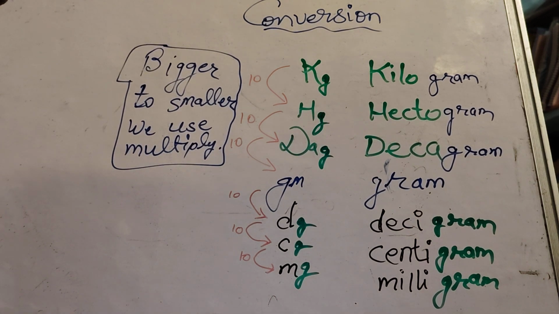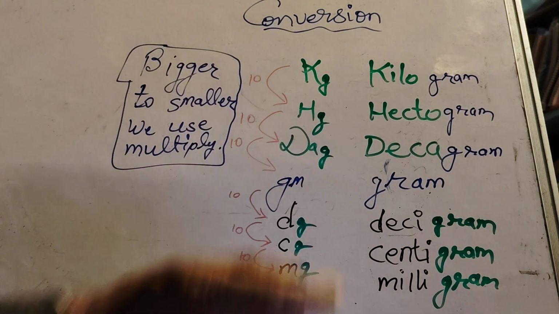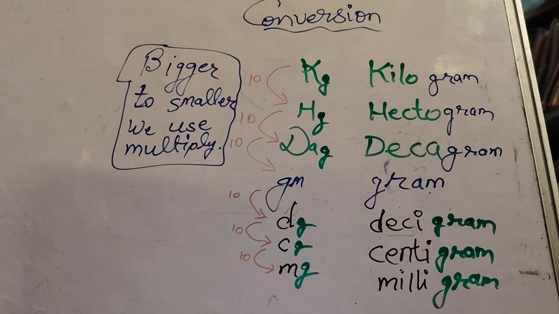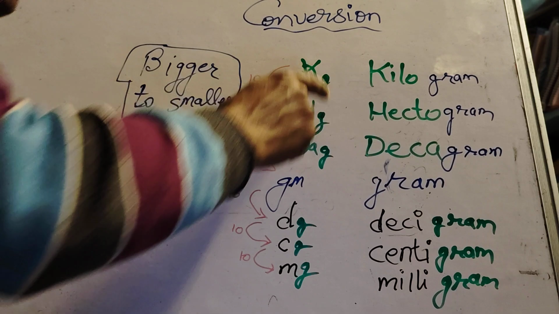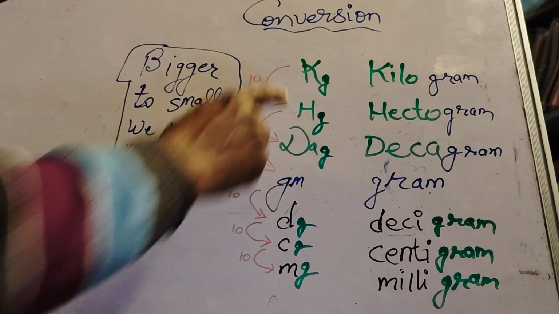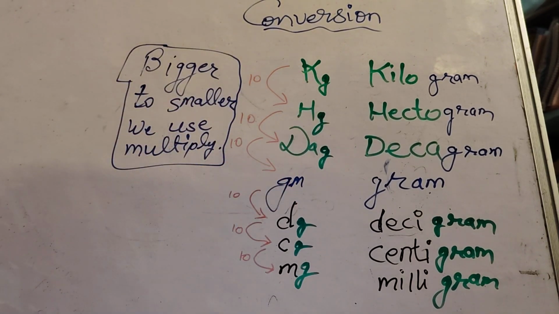Now, 1 kilogram is equal to how many hectograms? 10. 1 kilogram is equal to how many decagrams? 10 multiplied by 10 is 100. So we can say there are 2 zeros, so 100. 1 kilogram is equal to how many grams?